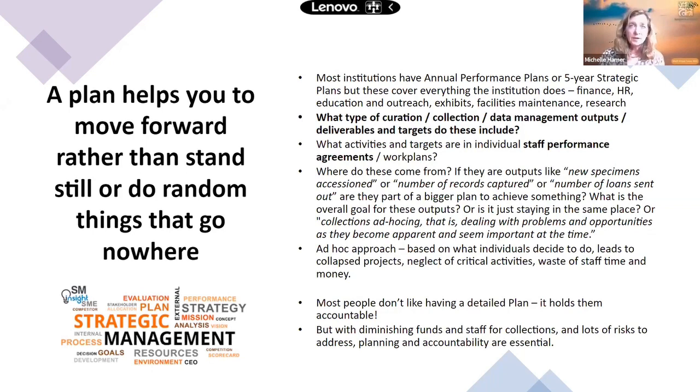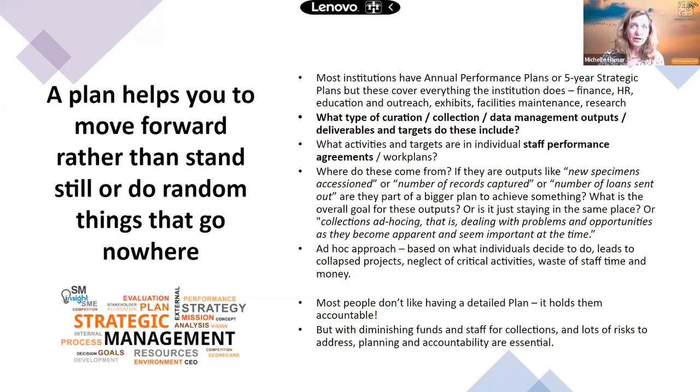A lot of people will say we don't want a plan, we don't need a plan, we know what we're doing, we don't have to write it down, and I hate all that strategic planning stuff, it's just a load of rubbish. And often people don't want a plan because it means that they can be held accountable. So if you commit to something on paper, it means someone can check up on you, and no one likes that. But we have to recognize that we've got diminishing funding.